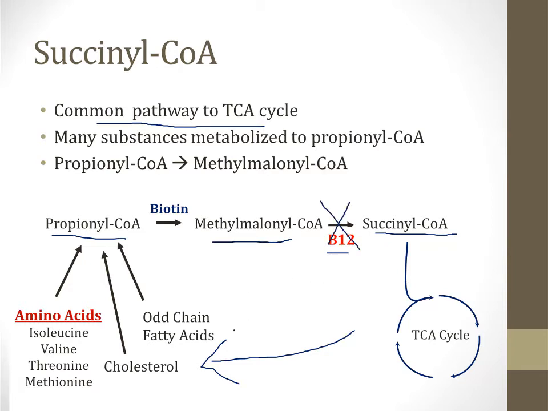As a result, all of these molecules are funneled into methylmalonyl-CoA, but then cannot go any further, and therefore methylmalonic acid builds up in the blood. In propionic acidemia, all of these substances at the bottom of the screen here are metabolized to propionyl-CoA, but they can't go any further because this enzyme is deficient. That leads to high levels of propionic acid in the blood.